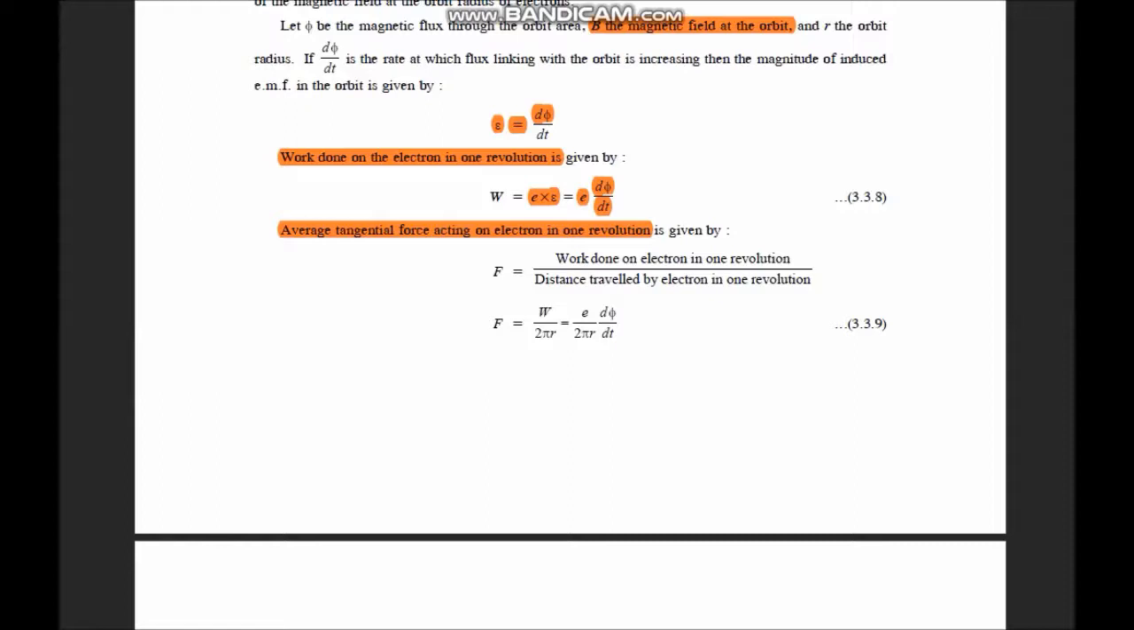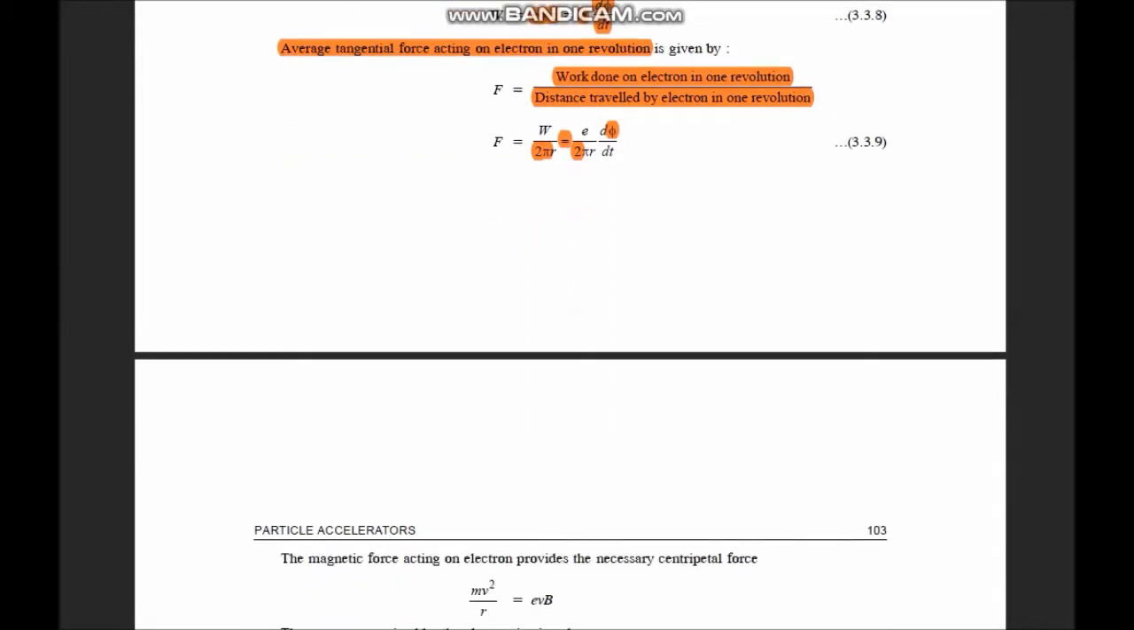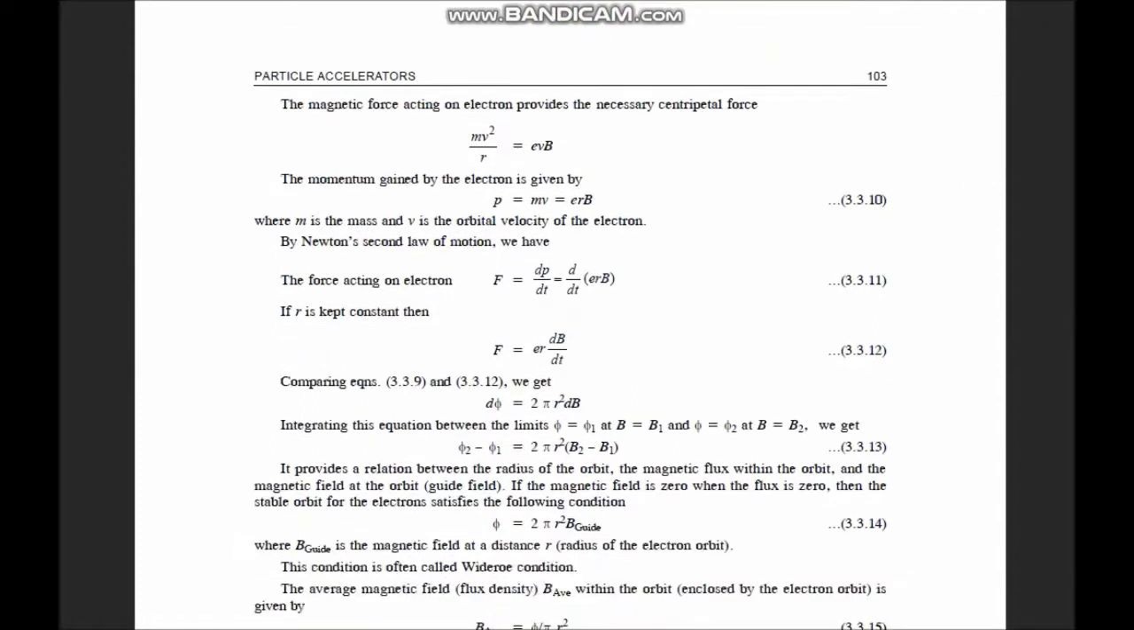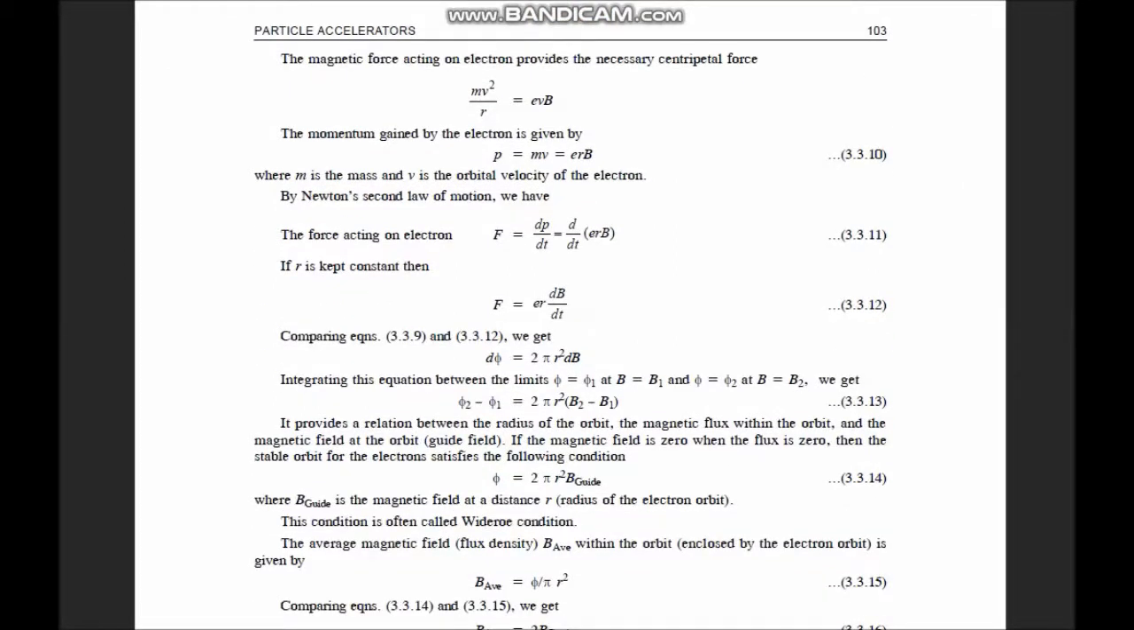Now the work done on the electron in one revolution, let it be W, we have already calculated, and this is divided by the distance traveled by the electron in one revolution, that is the circumference of its path, 2 pi r. If we substitute the value of W, we get equation 3.3.9, that is the force. Now we want to calculate the same force in a different way. For that, we apply the condition that the magnetic force acting on the electron, that is the guiding magnetic field, gives the centripetal force.